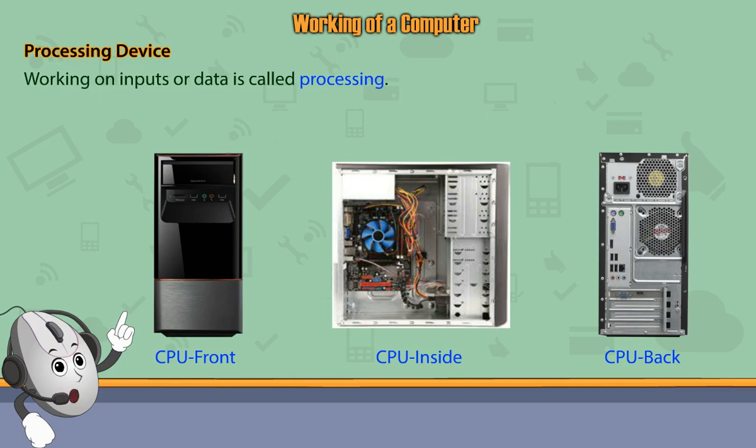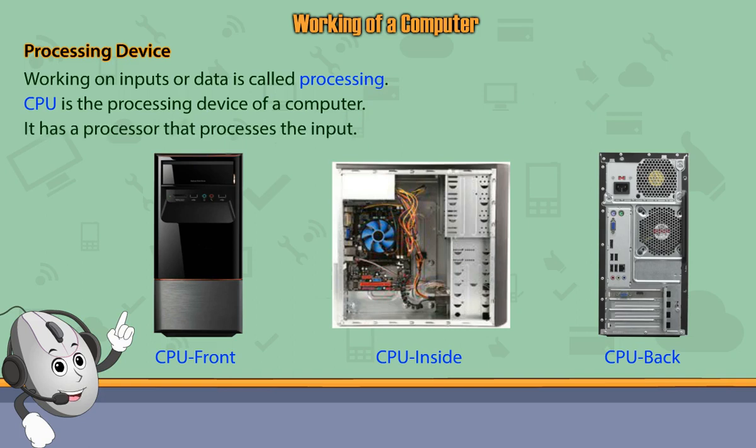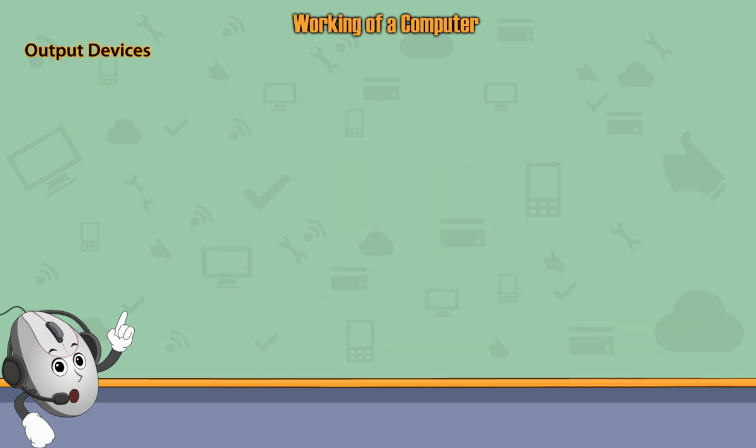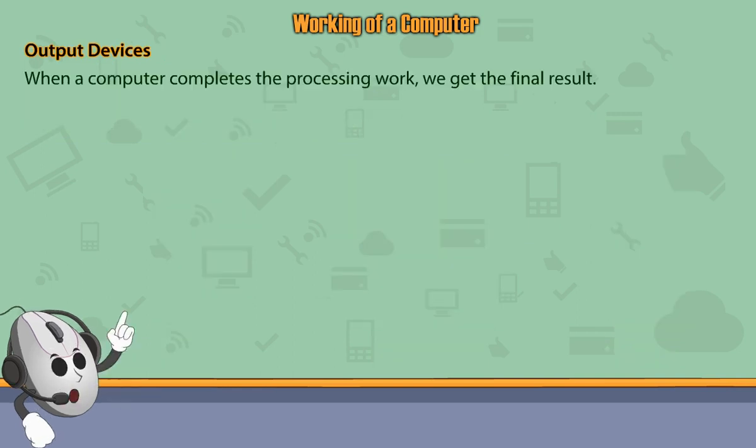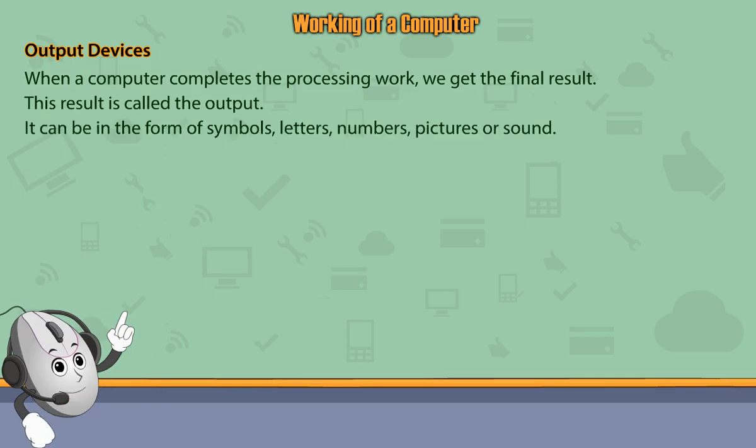Processing device. Working on inputs or data is called processing. CPU is the processing device of a computer. It has a processor that processes the input. When a computer completes the processing work, we get the final result. This result is called the output. It can be in the form of symbols, letters, numbers, pictures, or sound.